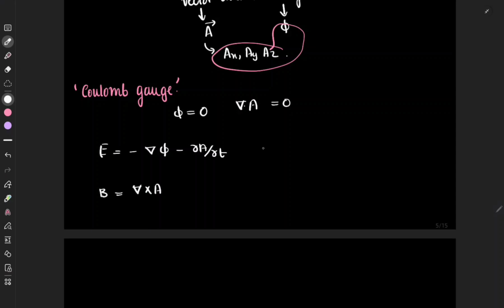And on applying the Coulomb gauge, we get E to be minus dou A by dou t, and B will be the same. There will be no change for B. It is always del cross A. Okay.